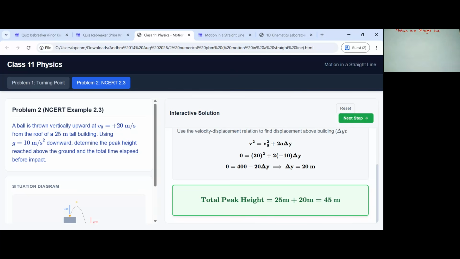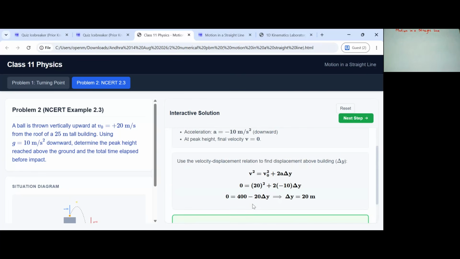Already you know that 25 meter is the height of the tall building. Above the roof, the ball travels 20 meters. So total peak height from the ground is 25 meter plus 20 meter, 45 meter. Clear? The question asks for the peak height above the ground, so we must add the height of the building, 25 meter plus 20 meter. So 45 meter, that's our maximum height.